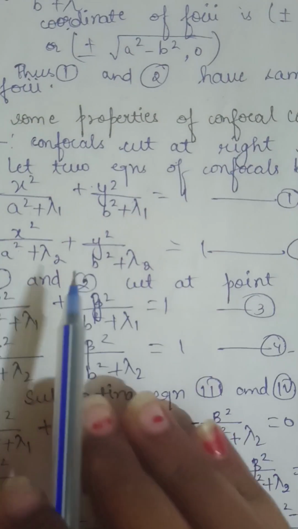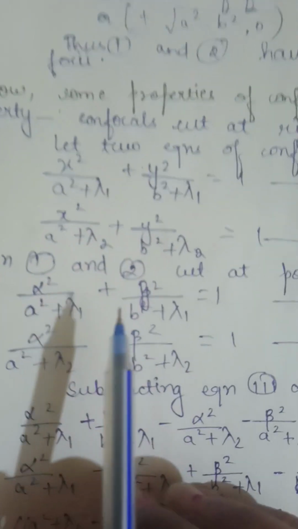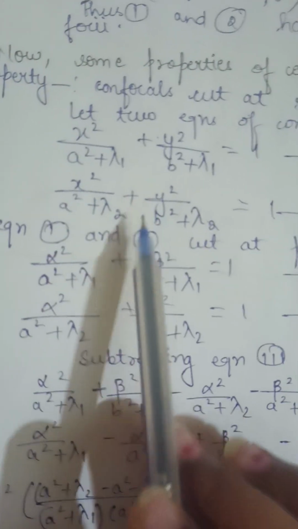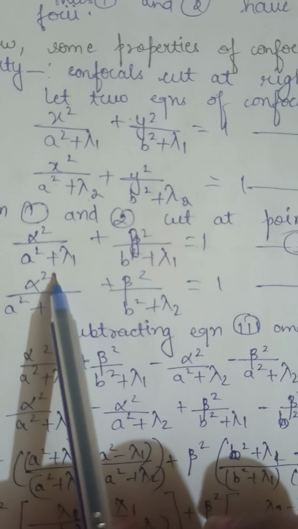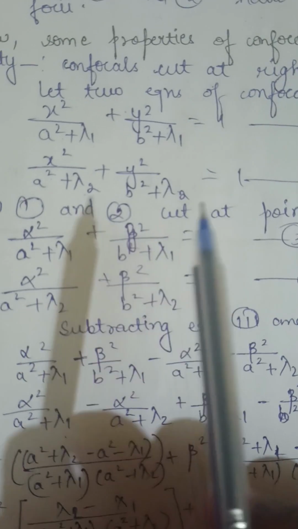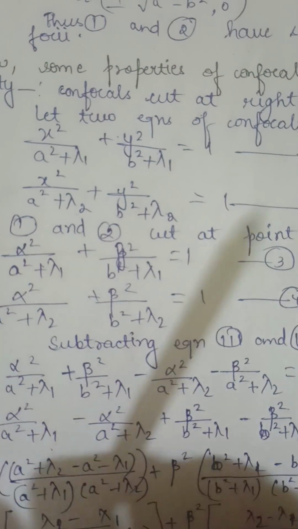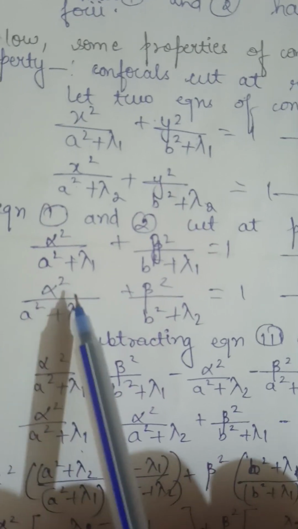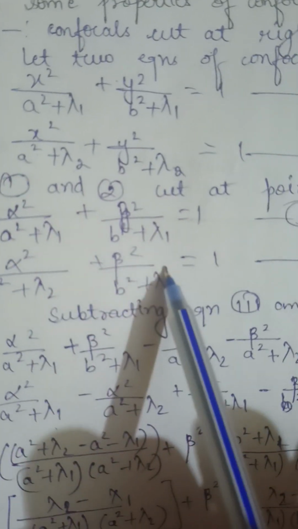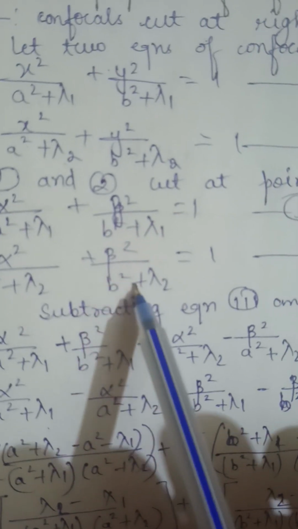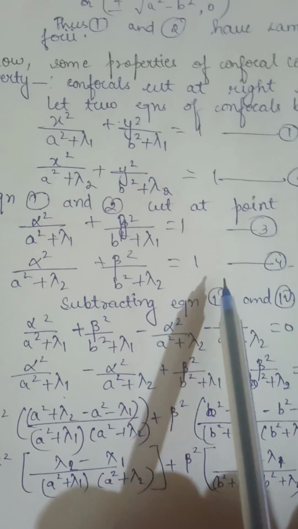Now let us suppose that equations 1 and 2 cut at some point. Let that point be alpha comma beta. Now alpha comma beta would satisfy x and y in these equations. So we satisfy the same here: alpha square upon a square plus lambda 1 plus beta square upon b square plus lambda 1 is equal to 1. This will be equation 3. Another equation would be alpha square upon a square plus lambda 2 plus beta square upon b square plus lambda 2 is equal to 1, which would be equation number 4.